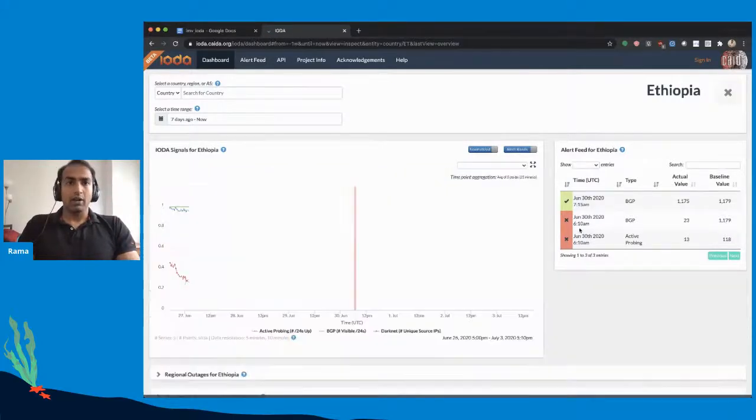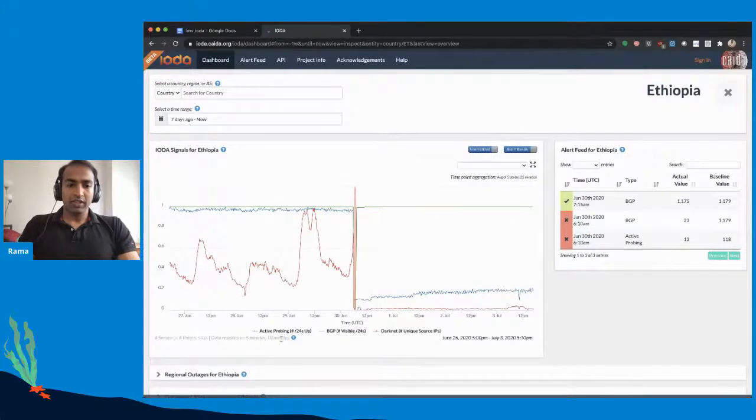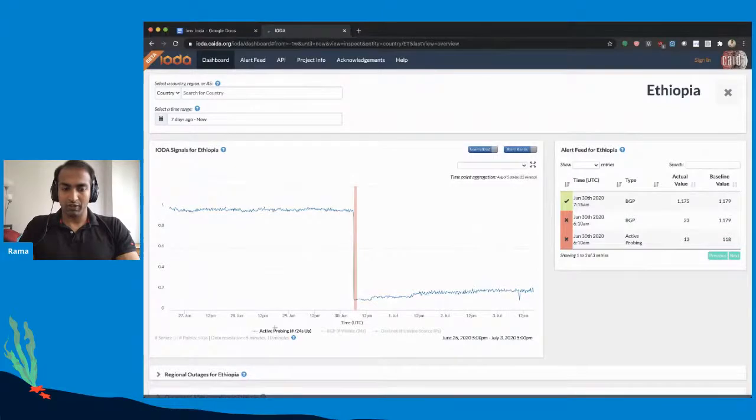So IODA uses 3 different data sources for its signals, and I'm going to briefly walk over these. Each time series signal over here represents one of these data sources. So let's begin with the active probing data source. For now, I'm just going to double click this particular source so that it will allow you to see which particular signal I'm talking about.